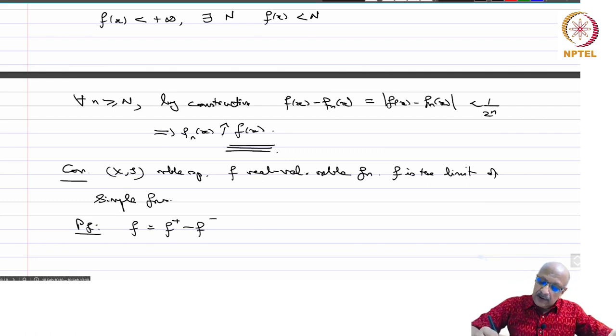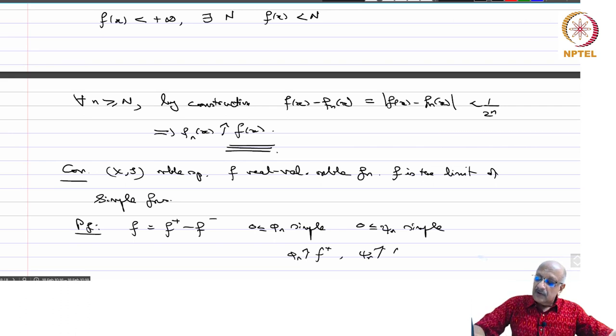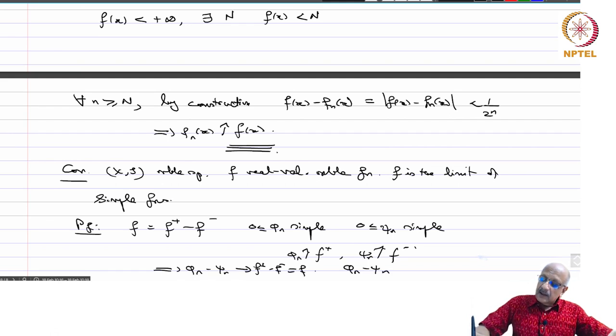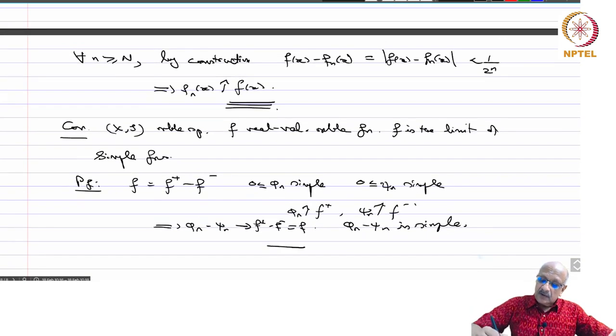And now you take phi_n simple, 0 less than or equal to psi_n simple, phi_n increases to f plus, psi_n increases to f minus. Therefore you have that f_n, which is phi_n minus psi_n, tends to f plus minus f minus, which equals f, and then phi_n minus psi_n is simple. So that proves this corollary.